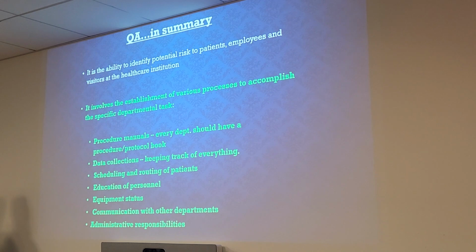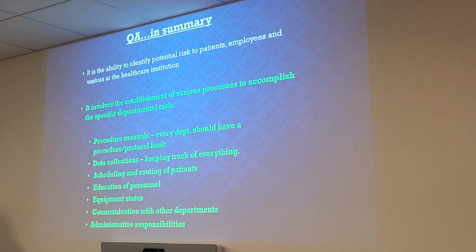So, QA is the ability to identify potential risks to patients, employees, and visitors. It also involves the establishment of various processes to accomplish specific departmental tasks. Again, you want to make sure that you have your procedure manuals in every department. You want to keep track of your data collections, scheduling and routing of patients, education of your personnel, communicating with other departments, and administrative responsibilities, which basically fall on the management.